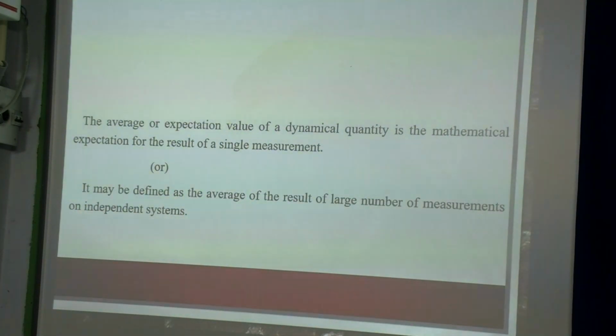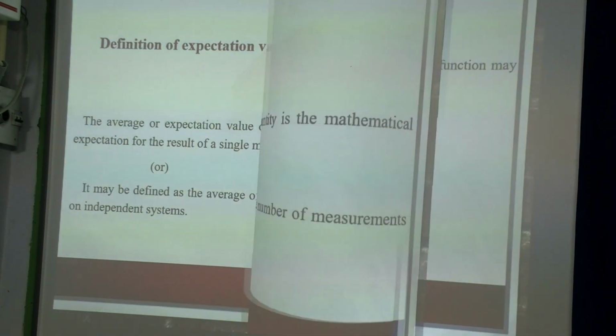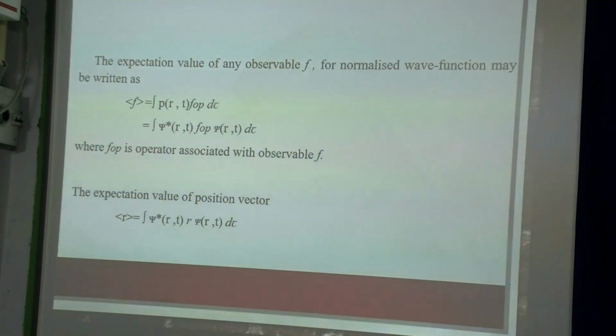The average or expectation value of a dynamical quantity is the mathematical expectation for the result of a single measurement, or it may be defined as the average of the result of a large number of measurements on independent systems. Now let us calculate the expectation values of various physical observables. Let us take first how, for any operator, we can calculate the expectation value.